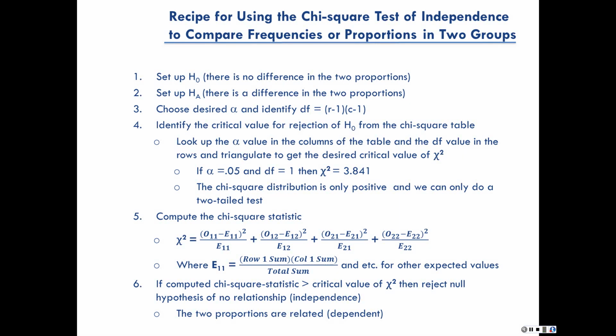And then you would do the same for the other expected values. And then lastly, if your computed chi-square statistic is greater than the critical value of chi-square that you looked up in the table, then you reject your null hypothesis of no relationship or independence, and you conclude that the 2 proportions are related, they're dependent.